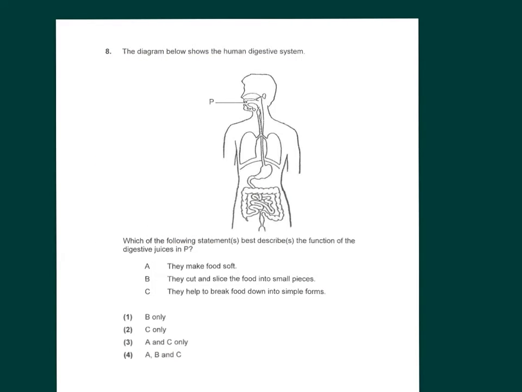So the answer here for this question becomes very straightforward. They do make food soft. Option A is correct. They cut and slice food. No, digestive juices do not cut and slice. And part C, they help to break down food into simpler forms. Yes. So answer should be A and C only.